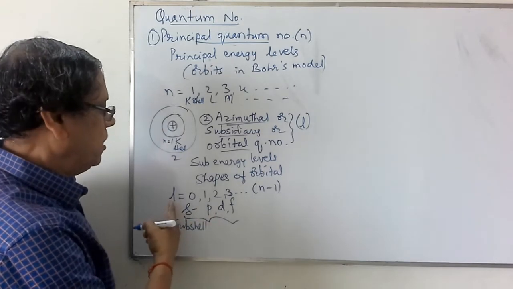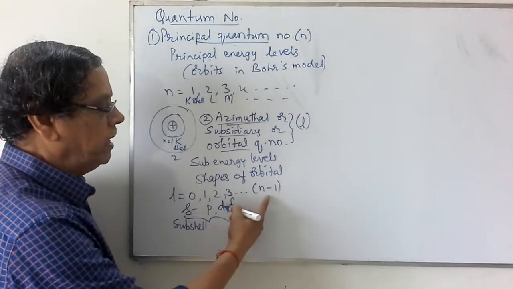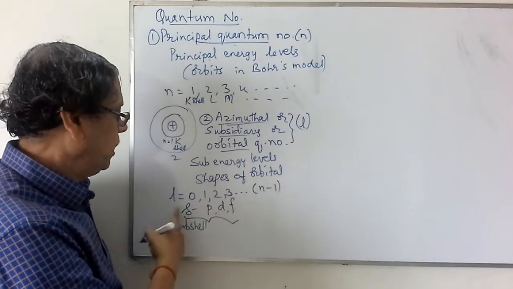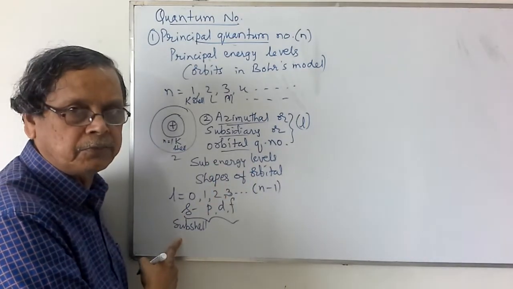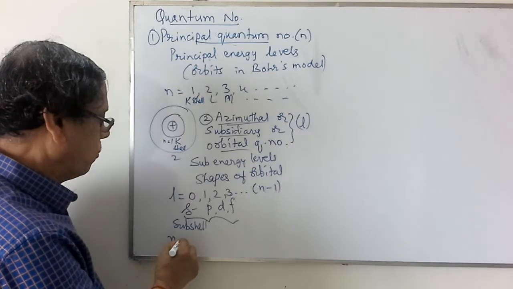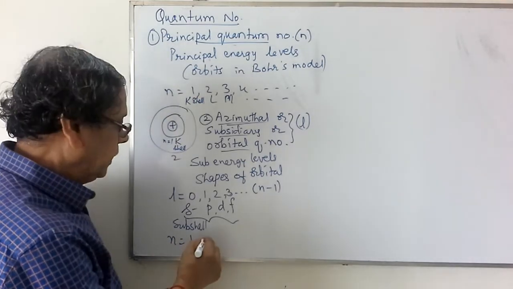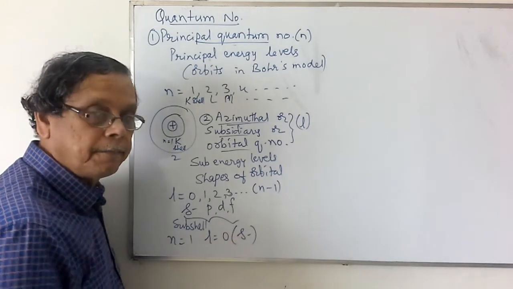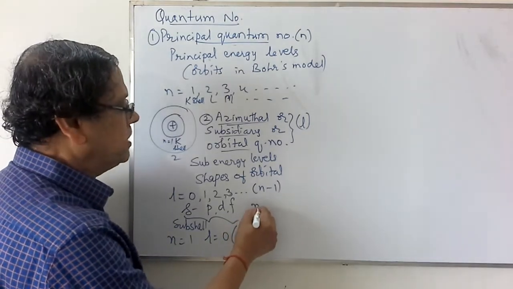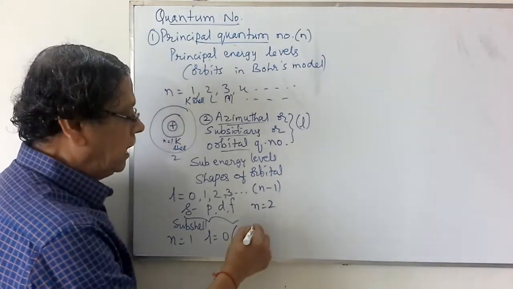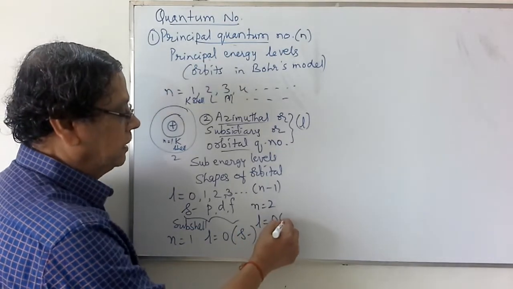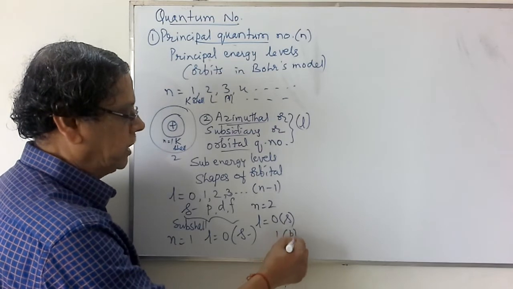So l can have the values from 0 up to n minus 1. Suppose I write n is equal to 1. Only one subshell is present, that is the s subshell: l is equal to 0, called the s subshell. Similarly, when n is equal to 2, l can have the values of 0 and 1. So it is the s subshell as well as the p subshell.